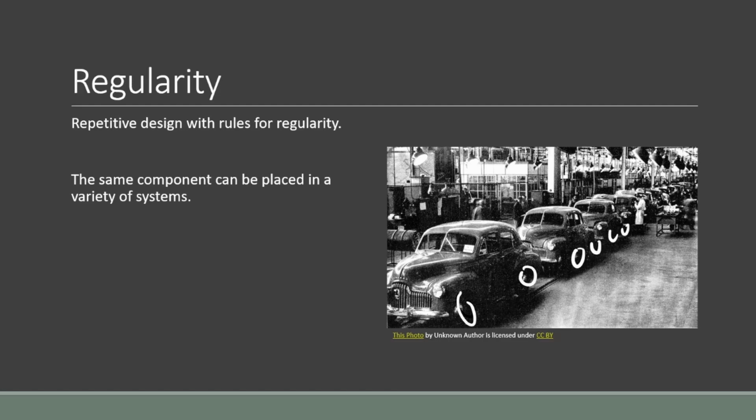So those are modules, but they are regular. There's a rule: they have set dimensions, set materials, and they can be placed on any one of those cars. You can take this wheel and tire and place it on this car all the way back here, no problem. That regularity is what allows things to be produced on a mass scale. And remember, it's repetitive and has rules. The rules part is really important.